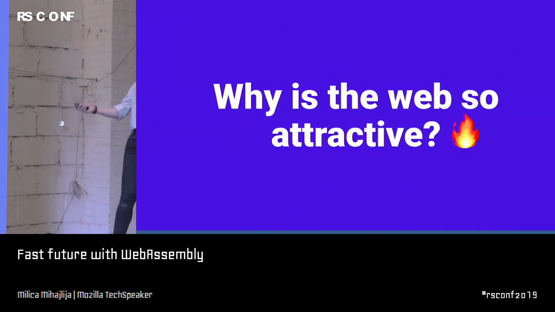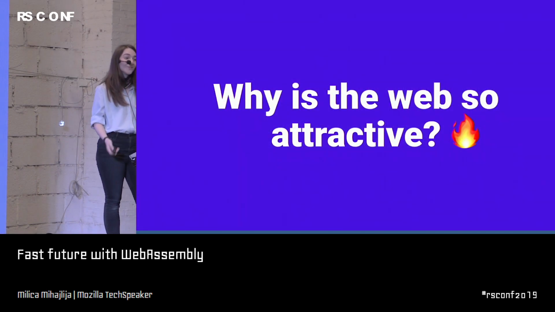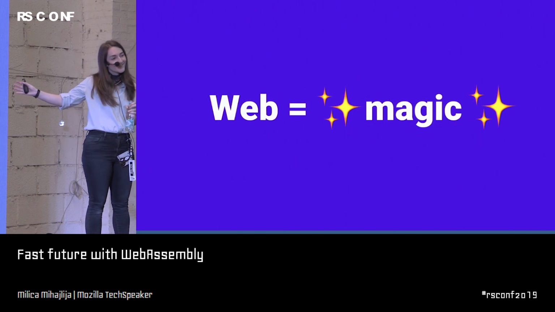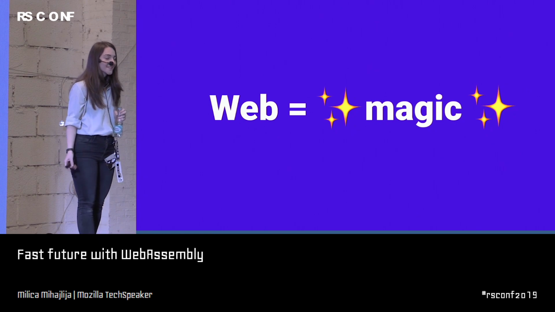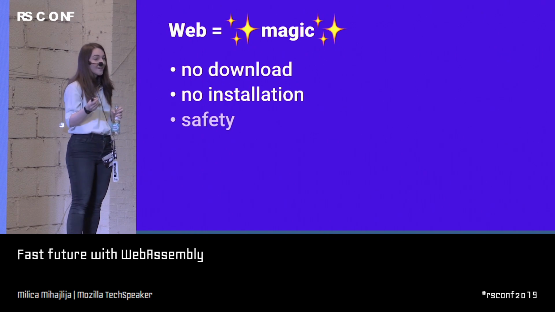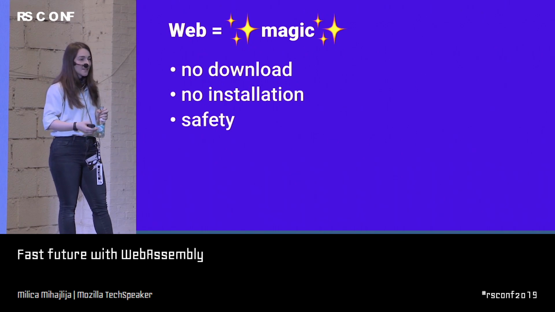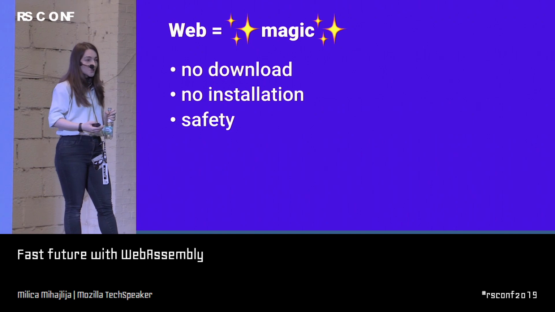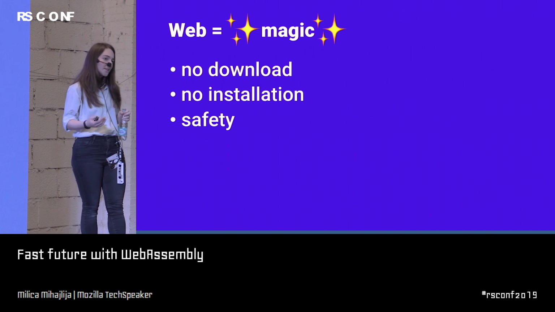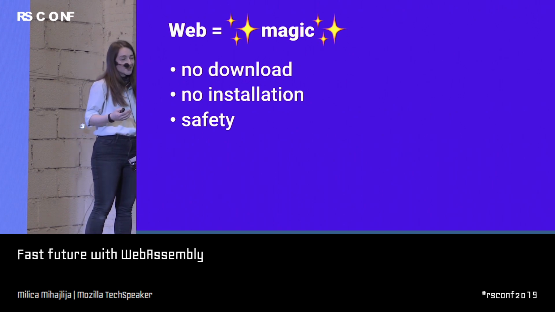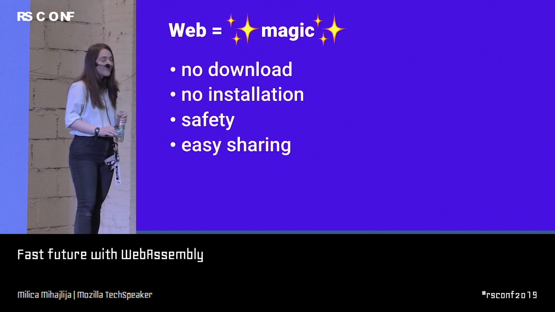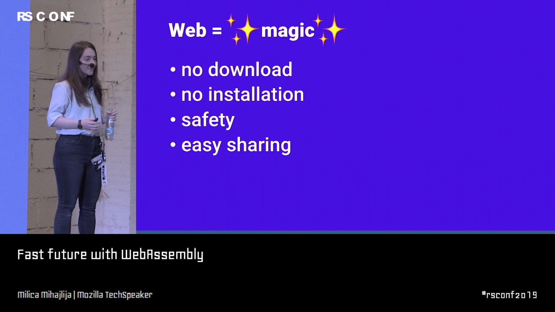So why would you need all that on the web? Why is the web so attractive? To me, web is kind of like magic. It just works anywhere. No download, no installation, and it has safety baked in. Browsers have sandboxes, which keep the code running in them from messing with your system memory. So you never think twice when you visit a website, but you wouldn't just download a random binary and run it on your computer. And then my favorite thing of all is the ease of sharing on the web.